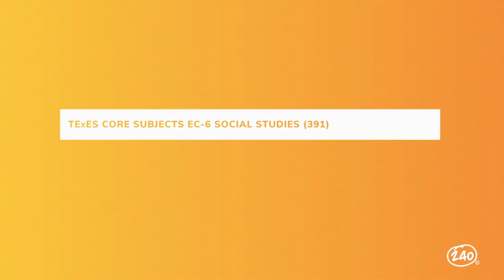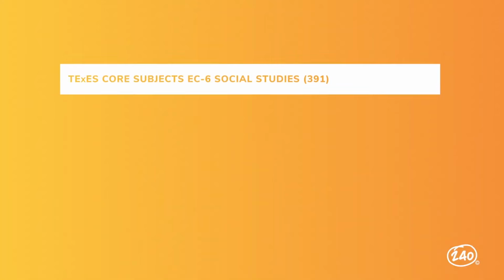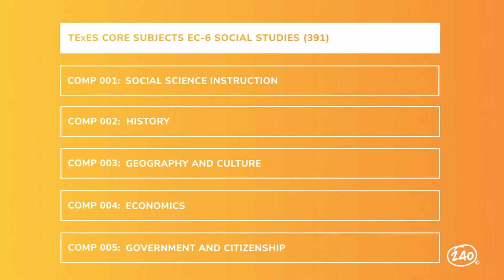Now, the Core Subjects EC-6 Social Studies consist of 5 areas, and the test creators call them competencies. These 5 competencies are social science instruction, history, geography and culture, economics, and finally, government and citizenship. Now, these might seem simple, but entire college courses are taught on each one of them. Professor Roselle, I could get used to that.